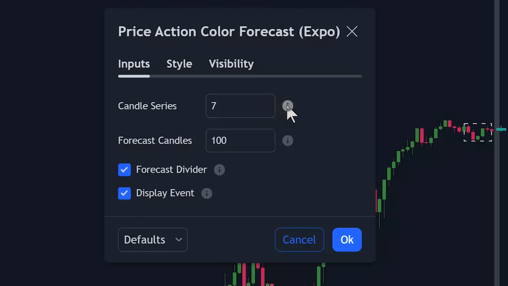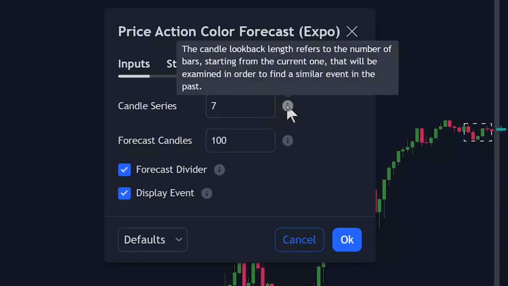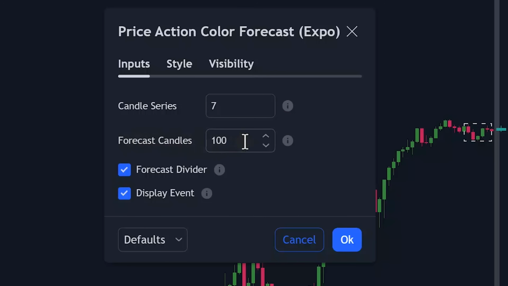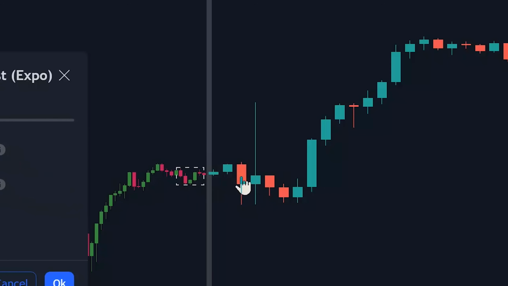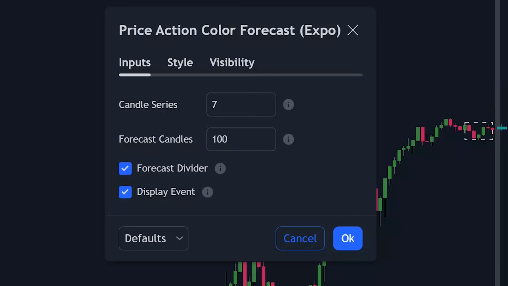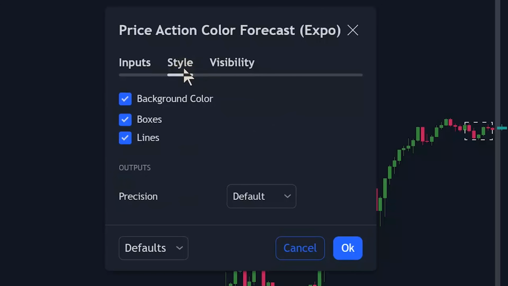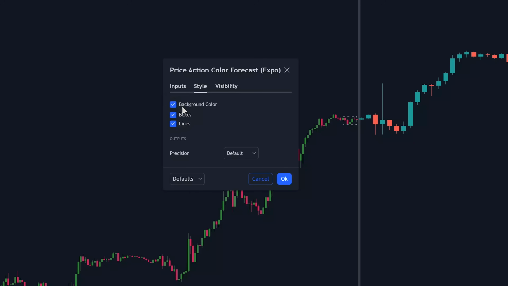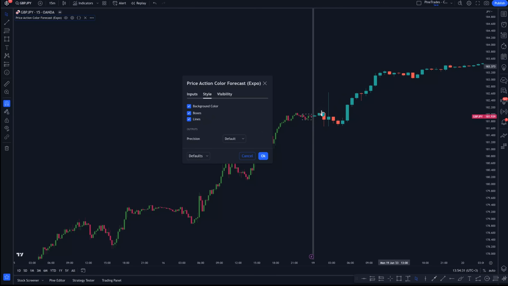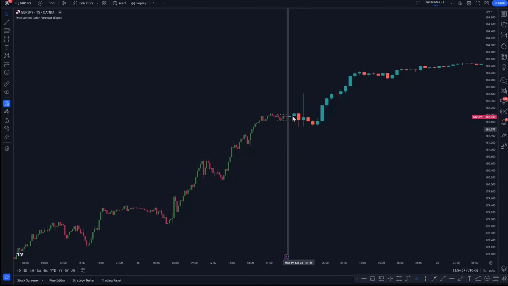The candle series setting refers to the number of bars or candlesticks starting from the current one that the indicator will examine to find a similar event in the past. The forecast candles setting refers to the number of candlesticks that the indicator will project into the future for the forecast. Then the display event checkbox is going to display the price action color pattern that has been found on the chart. Then on the Style tab, we have options to toggle the display of the background color, the boxes, and the lines, with no option to change the color of the predicted candles, which I think would have been pretty cool. So how exactly does this indicator work to arrive at this prediction?